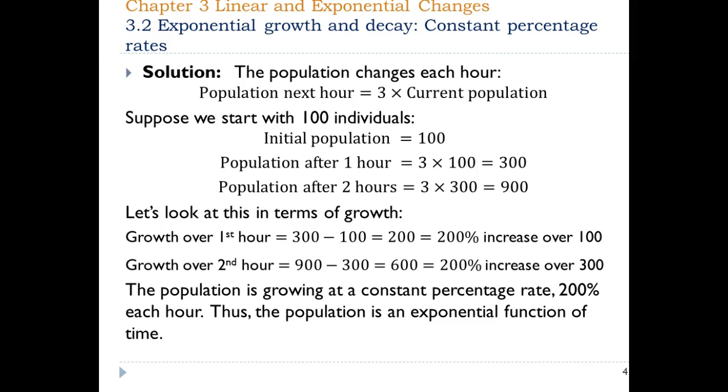Growth over the first hour is 300 minus 100, which is equal to 200. And that's a 200% increase over 100. Growth over the second hour is 900 minus 300 equals 600, and that's a 200% increase over 300. The population is growing at a constant percentage rate of 200% each hour. Thus, the population is an exponential function of time.